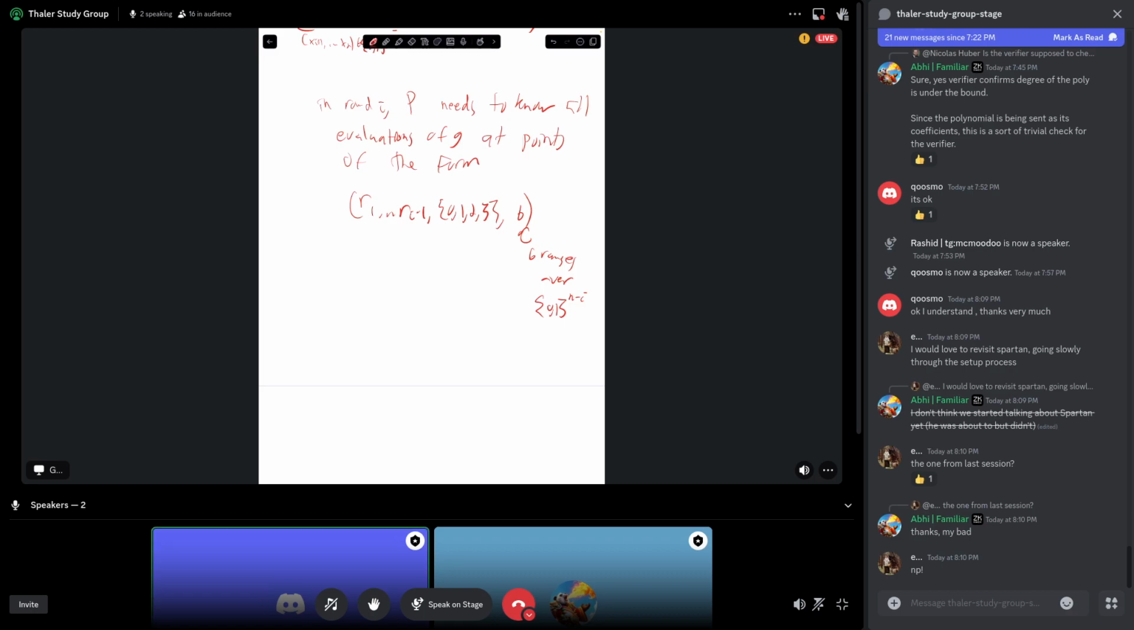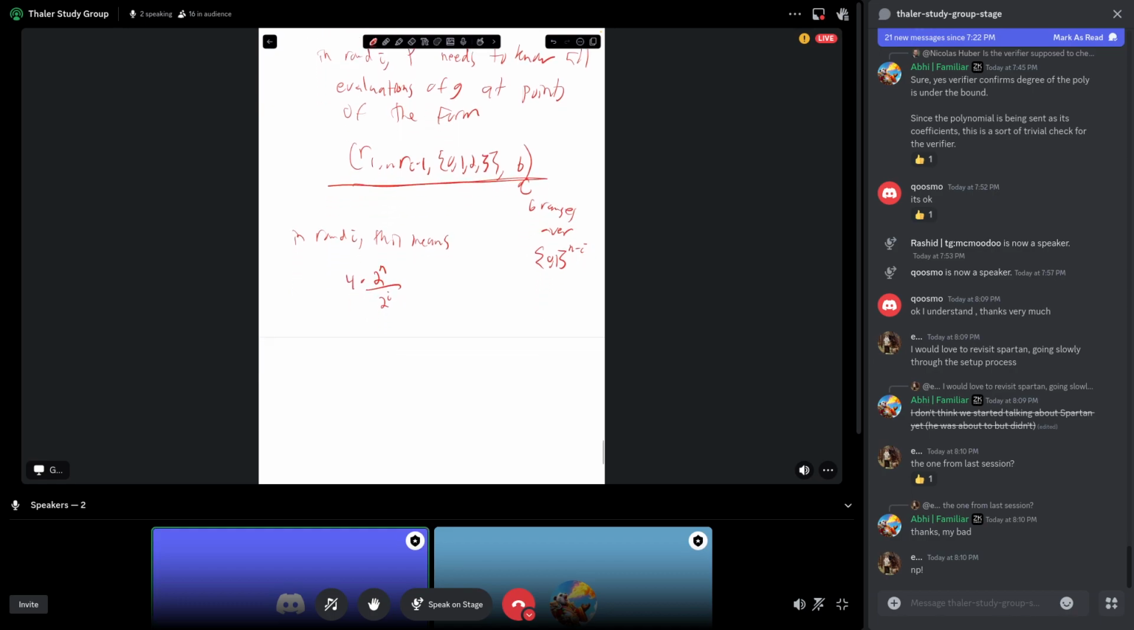So if we just treat g as a black box, in round i, how many evaluations are there? It's something like 2^n over 2^i, maybe times 4 or something, evaluations of g.